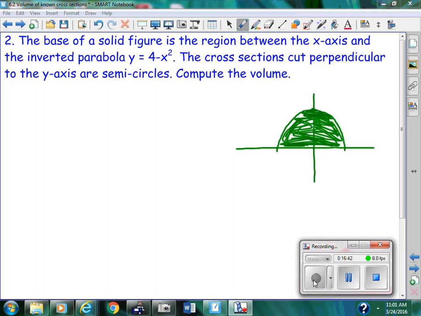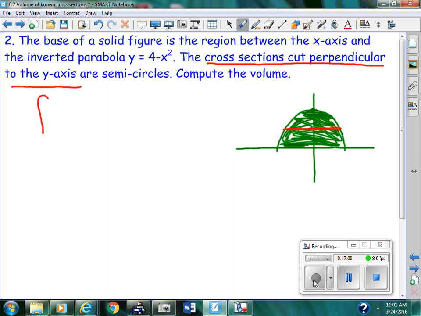And then it says some very key information. It says that the cross sections are going to be cut perpendicular to the y-axis. Now if I'm cutting perpendicular to the y-axis, am I slicing this thing vertically or horizontally? Horizontally. So in other words, it's going to go through something like this. Does that make sense? Slicing coming straight down at it. Now the significance of that is that it tells me that out here at the end, do I want a dx or a dy?